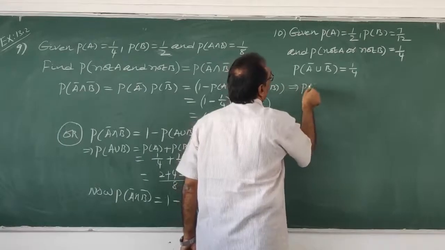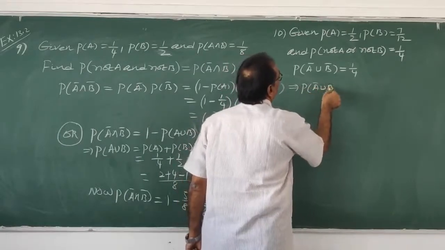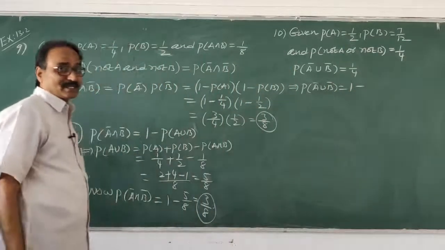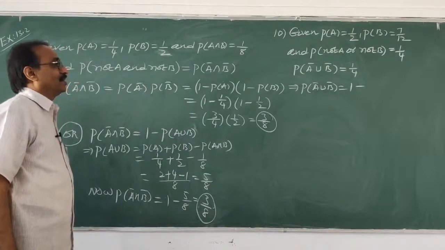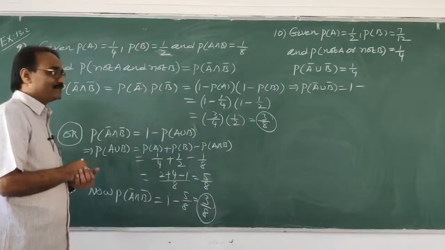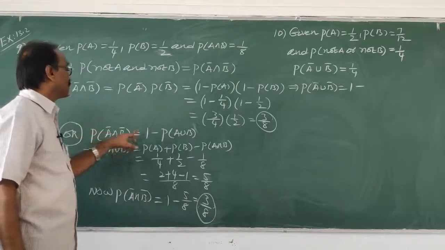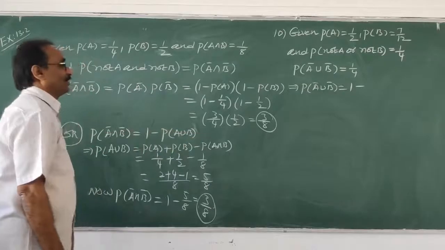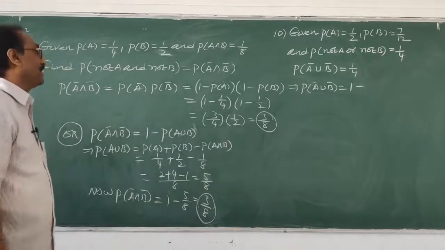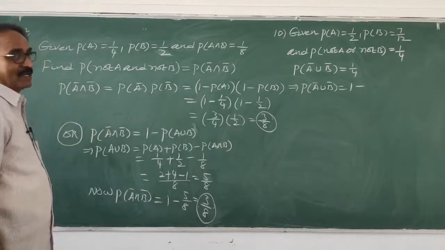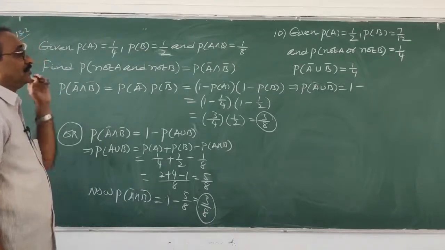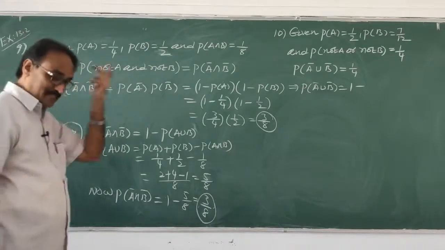Now this implies P of A bar union B bar. Can you tell me how much? See, P of A bar intersection B bar means 1 minus P of A union B, I told you. Now what happened? P of A union B, how much can you write now? You tell me, 1 minus P of... Two things are there. Without knowing also you can do that, that I will also tell you.